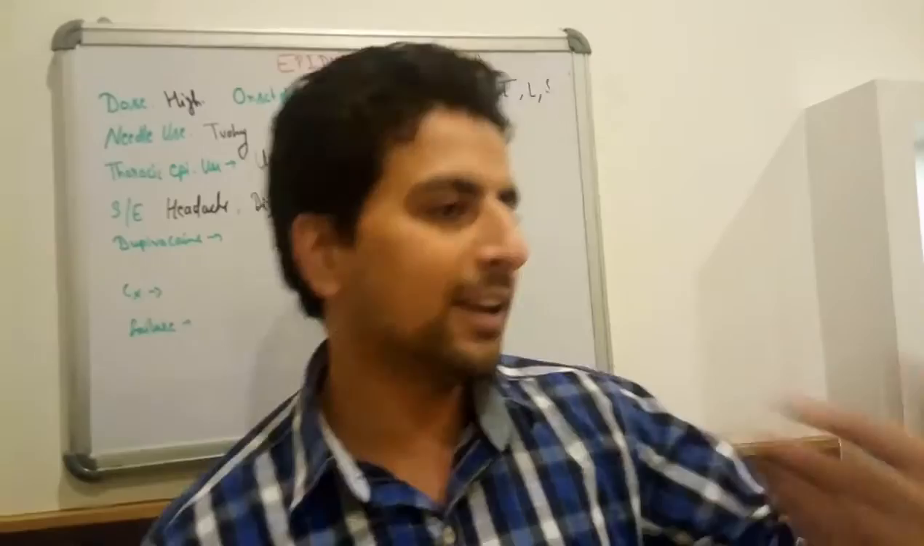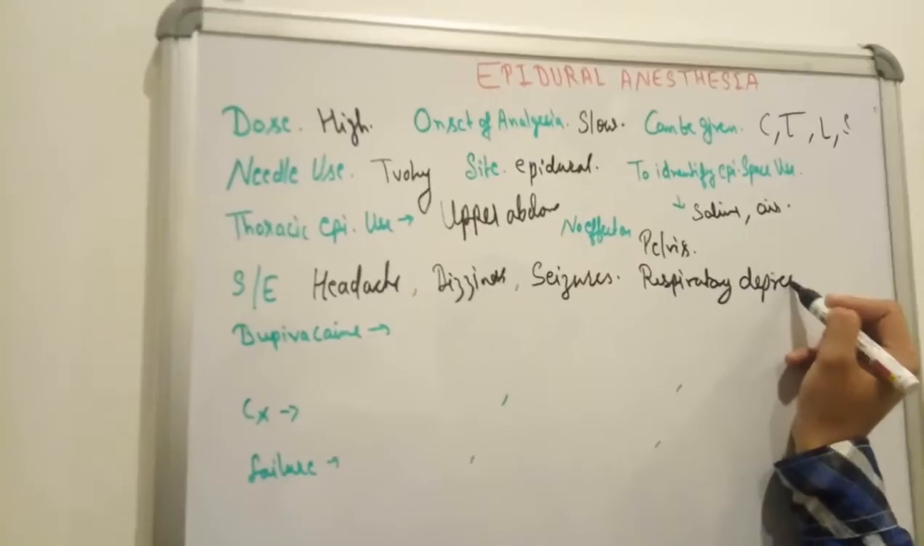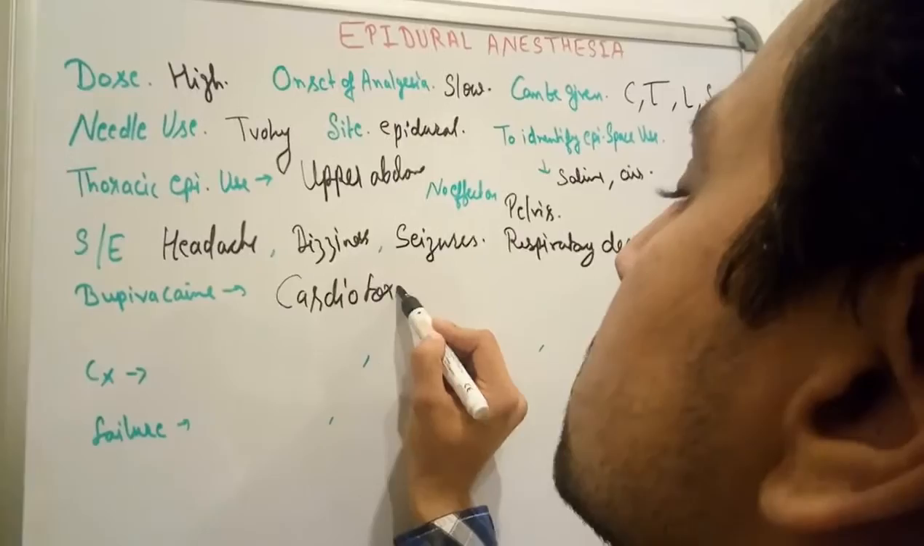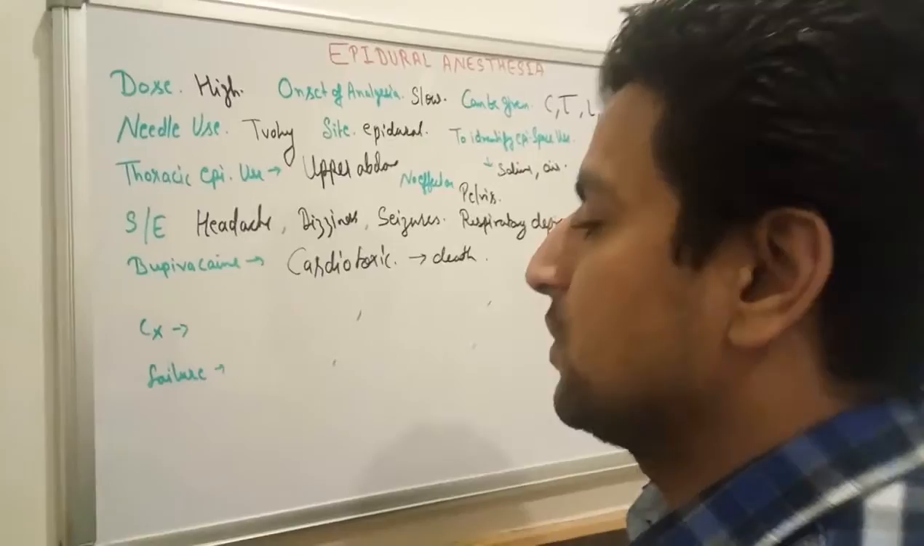Okay. And respiratory depression also it causes. Respiratory depression. I hope you all understand. Bupivacaine, so many times repeatedly asked questions like, this is cardiotoxic. I asked why. Bupivacaine is cardiotoxic because it depresses the myocardium directly. That's why it is cardiotoxic, my dear friends. Bupivacaine sometimes causes cardiac toxicity and cardiac arrest, and sometimes sudden death also. So sad, such a situation.